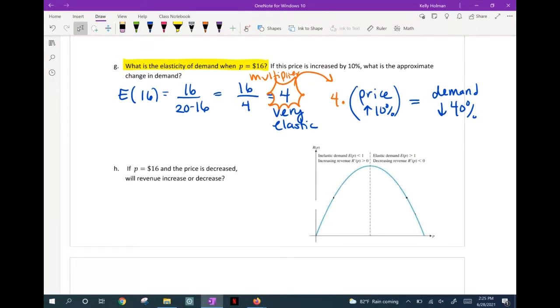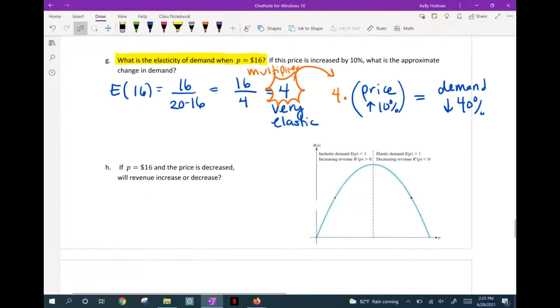Okay, so let's talk about the revenue on this, because this is what really gets people. People can plug and chug these numbers. They can say it's elastic and inelastic. What does that mean? The reason why economists do this is to think about revenue, right? Or businesses want to think about revenue. They want to think about profit too, but we're just thinking about revenue right now. So if P is 16 and the price is decreased, what's going to happen? Let's plug it in and see.